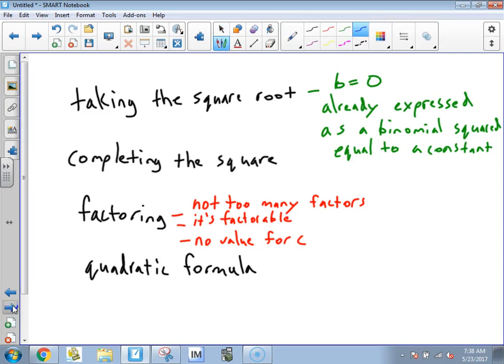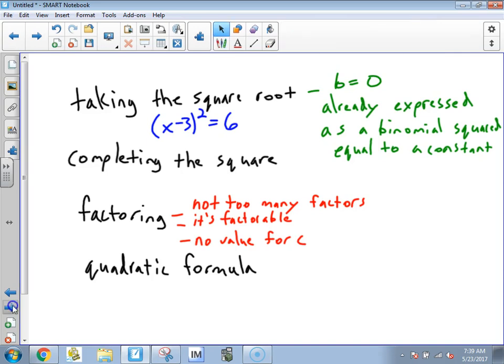Now some of you might be wondering, what does that mean? Something like this: x minus 3 quantity squared equals 6. That's a binomial squared equal to a constant, and can very easily be solved by taking the square root. Technically, if you solve something like this, you'd be using 22.1b.